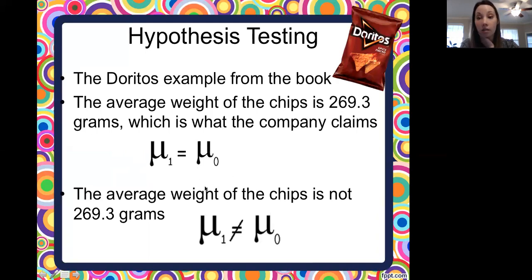So the null hypothesis argues that our sample mean is about equal to that. It's about equal to that average of the national average. So that's what the null hypothesis is arguing. The alternative hypothesis would be that the average weight of the chips is not equal to this 269.3 grams. So the sample that we obtain is significantly different than the national average. So that's what the alternative hypothesis would argue.